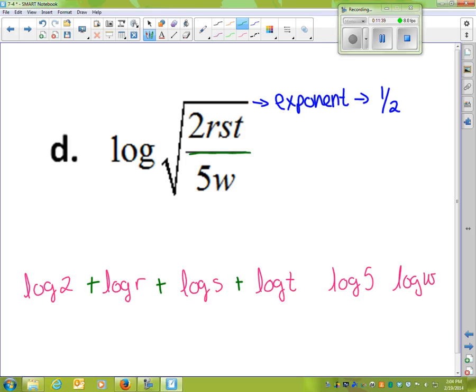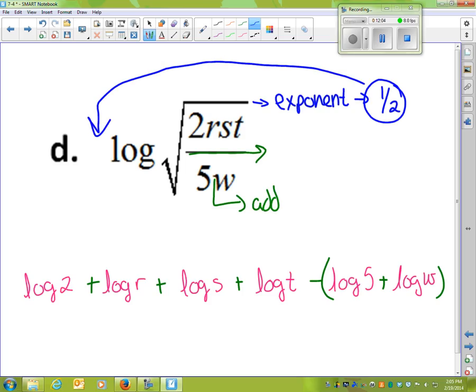After the t, I find my division sign, so I'm going to subtract. Put your denominator together, and within the denominator, I'm going to add. 5 times w becomes log 5 plus log of w. The last thing to take care of is that exponent. Using my power property, I move it to the front of the entire problem, and it's 1/2 times everything.